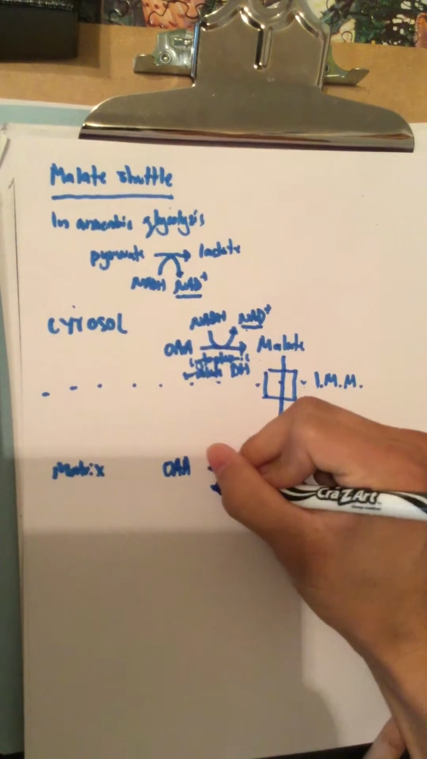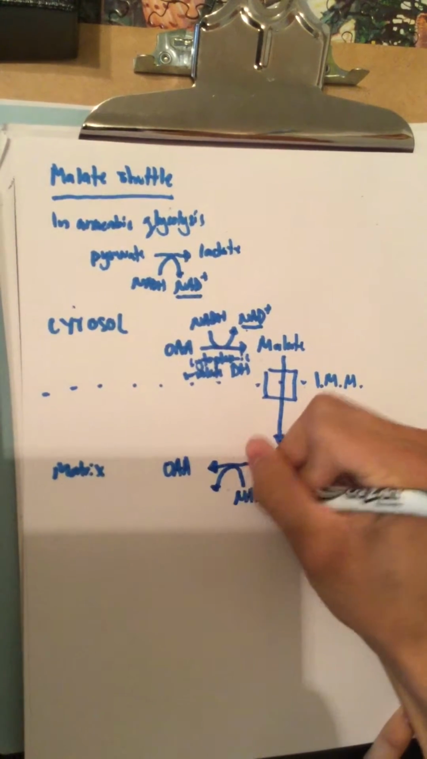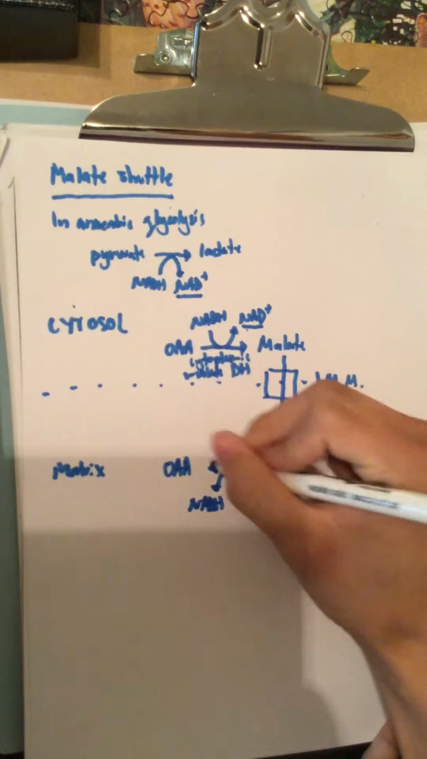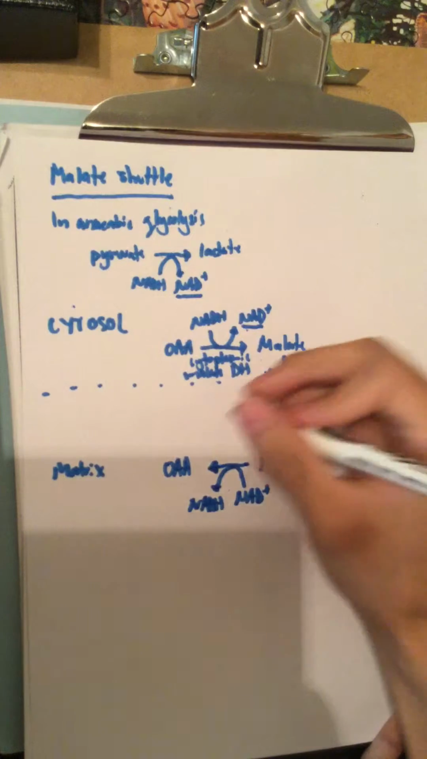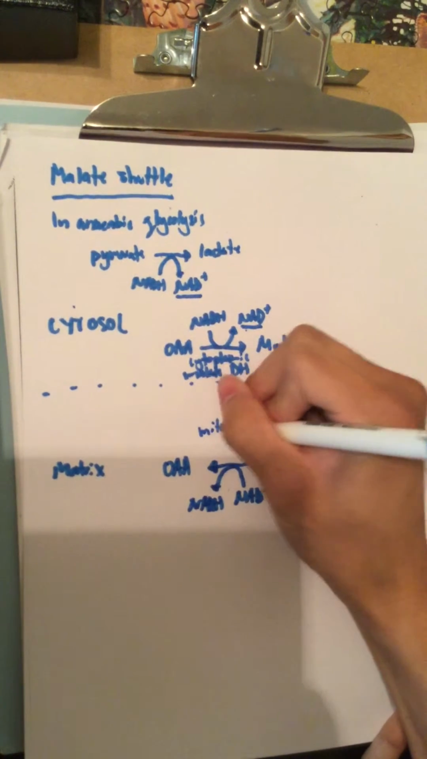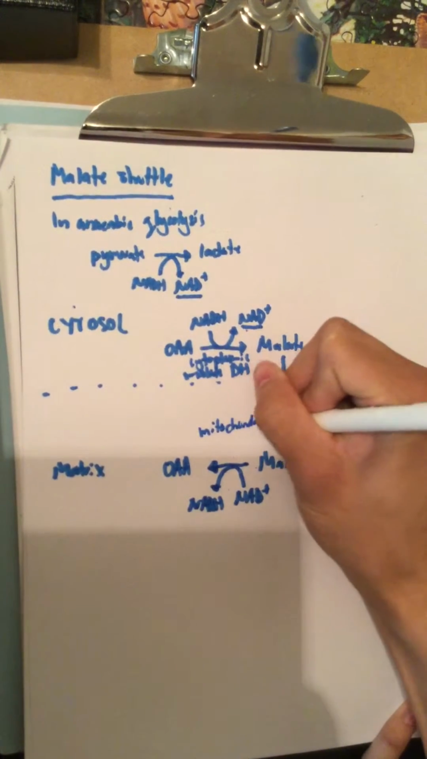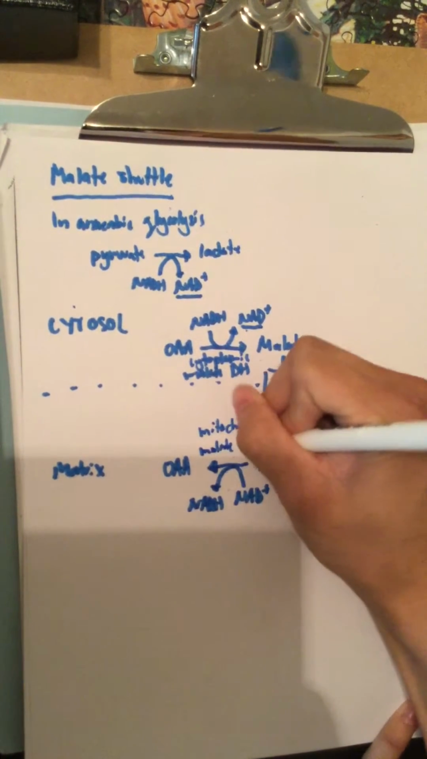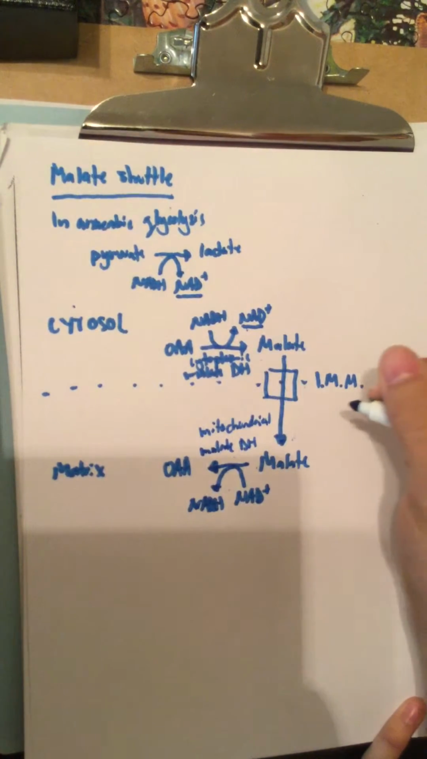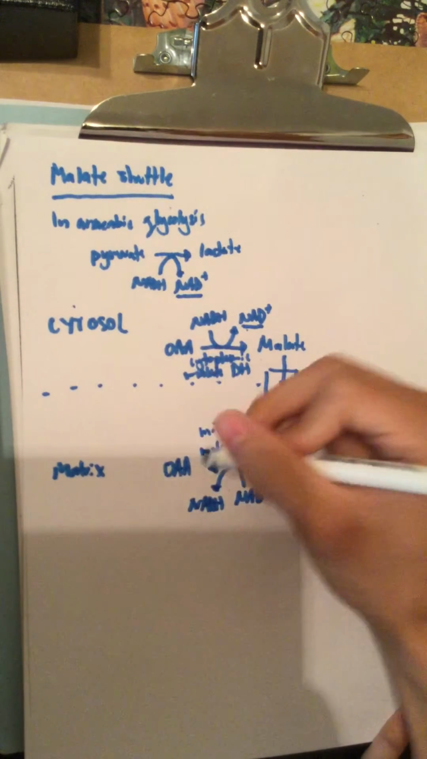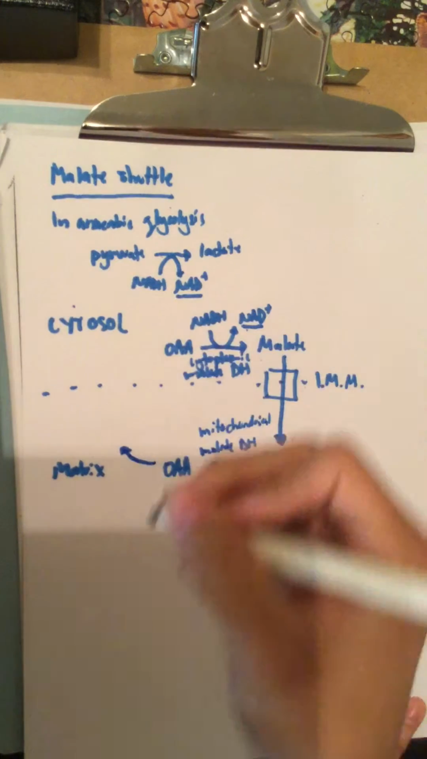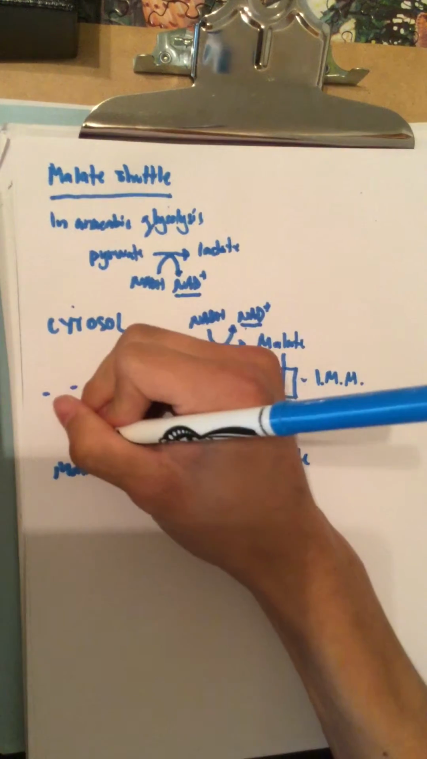And this exact opposite reaction will take place in the matrix. And we will be able to reduce NAD+ into NADH. And this enzyme that catalyzes this reaction is known as mitochondrial malate dehydrogenase.